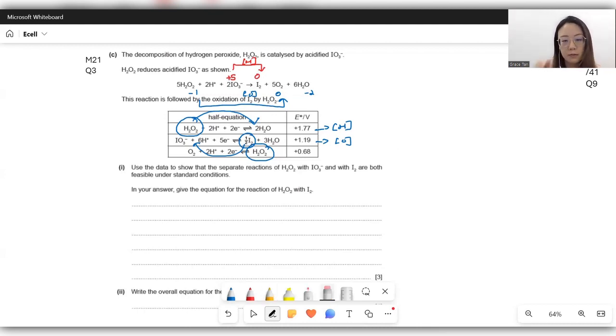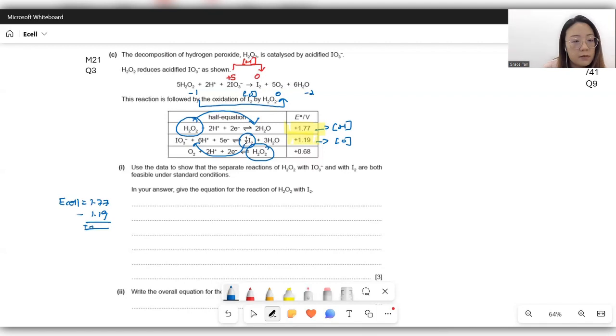So what we can see, the first combination is the 1.77 and the 1.19. I would like to highlight these two first. First I'm going to calculate the Ecell: the more positive minus the less positive, 1.77 minus 1.19. This would be positive 0.58.